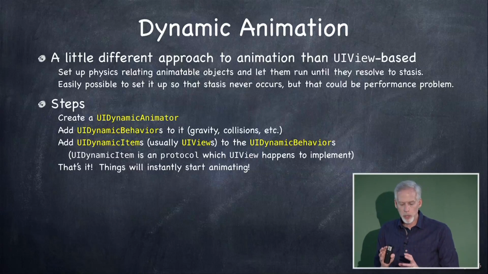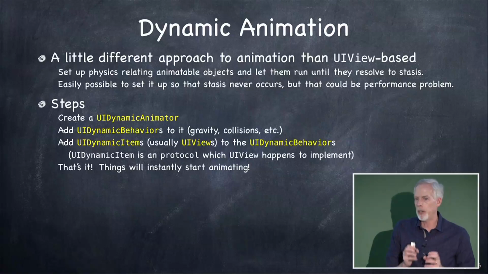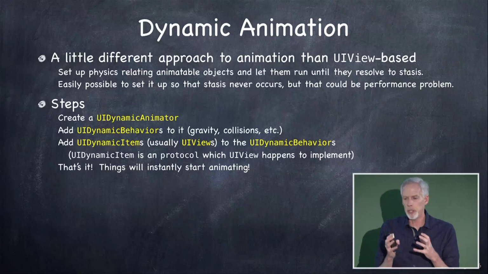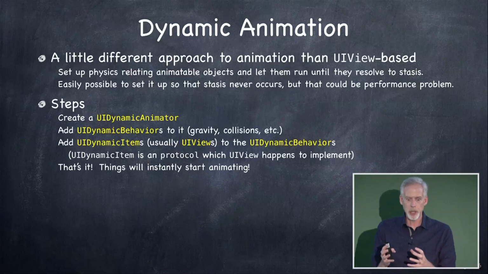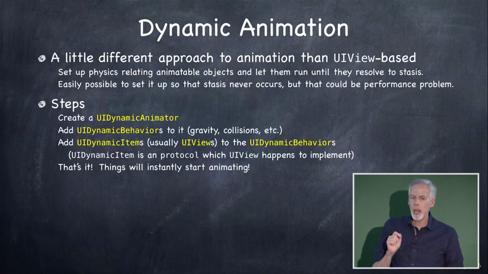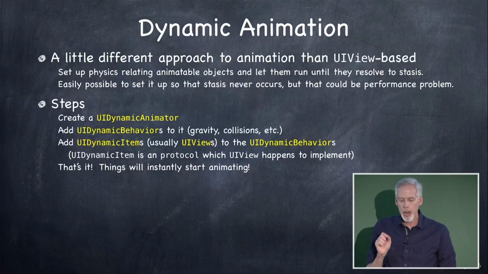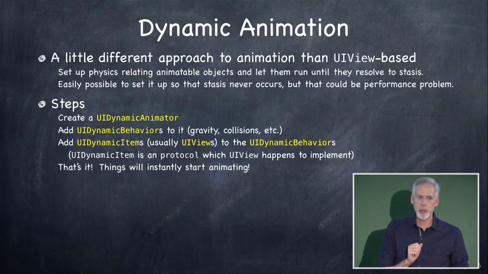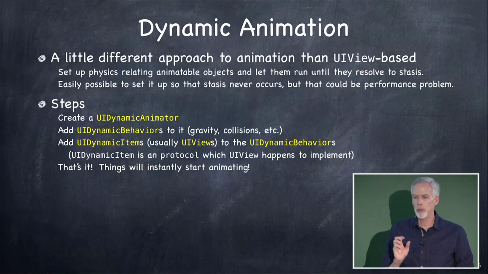So here's how you do your dynamic animation. Here's the steps. 1, you're going to create a UI dynamic animator. This is the thing that does the animation. Very simple object to create, but it's very powerful implementation. It's the thing that actually is doing the animation. Then you're going to create UI dynamic behaviors and add them to the animator. Okay? Behaviors are things like gravity is a behavior. Collisions are a behavior. Pushing things is a behavior.